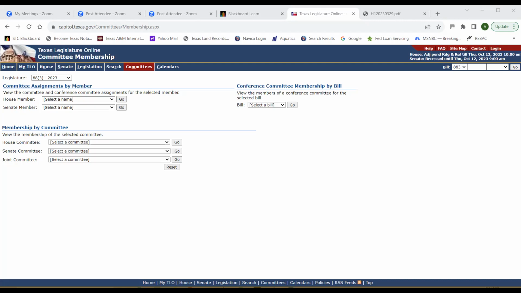Also keep in mind, and we'll talk more about this in the next chapter, the governor also has what's called the item veto, or the line item veto. This is basically where the governor can strike out portions of the appropriations bill. Because typically the way a veto works is it's either a yes or a no, right?